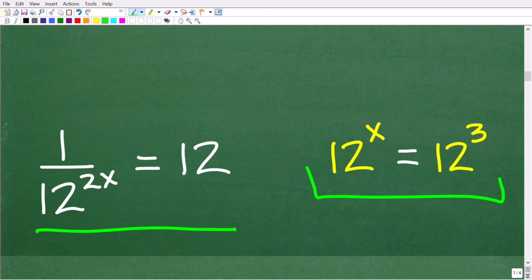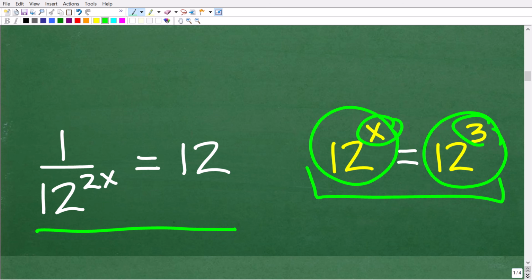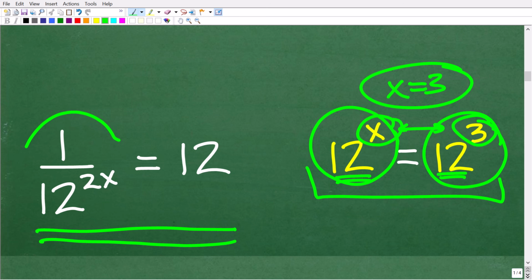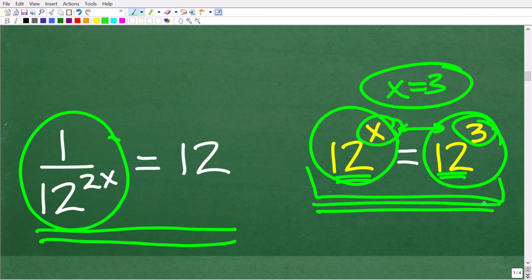So if I had an equation 12 to the x power is equal to 12 to the third power, what's the solution to this equation? Well, this value cannot be equal to this value unless these exponents are exactly the same because the bases are the same. So if I have 12 to some power and it's equal to 12 to the third power, we can easily see here that x must be equal to 3. Now, what we want to do again is change this expression such that we have a situation like this.